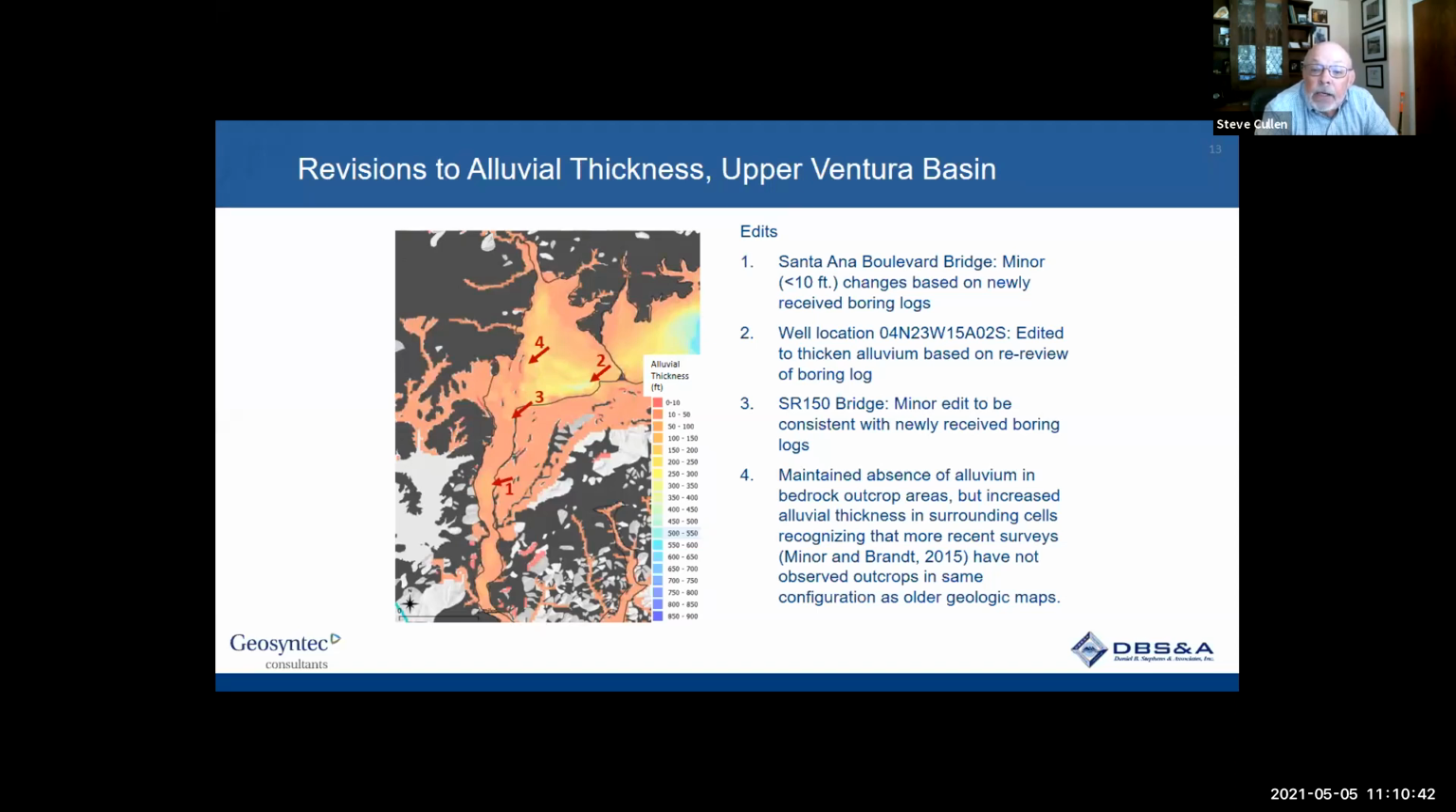Location number 3 on the map, State Route 150 bridge, we made some minor edits to be consistent with the newly received boring logs. And at location number 4 on the map, we maintained the absence of alluvium in the bedrock outcropped areas, but increased the alluvial thickness in surrounding cells, recognizing that more recent surveys, for example, Miner and Brandt published in 2015, didn't observe those outcrops in the same configuration as older geologic maps.